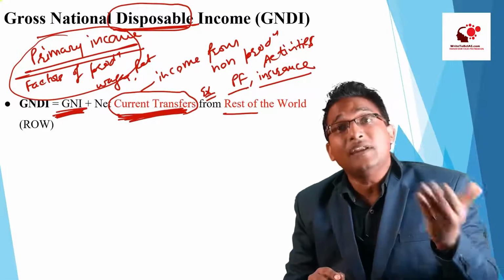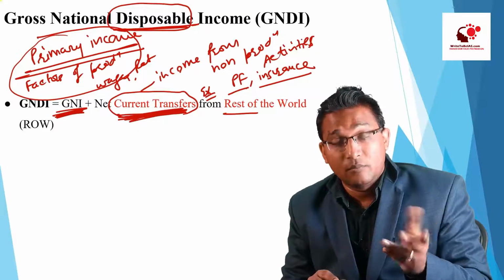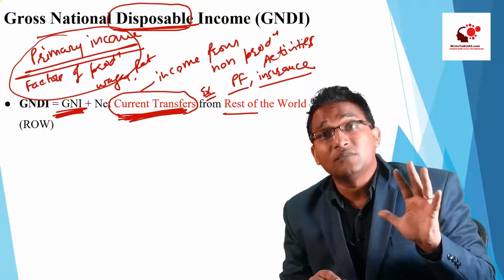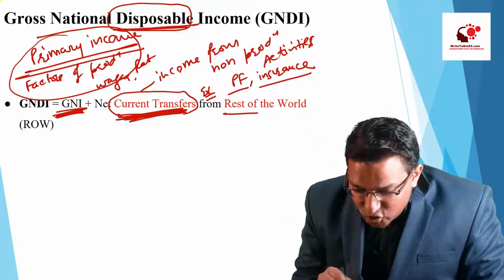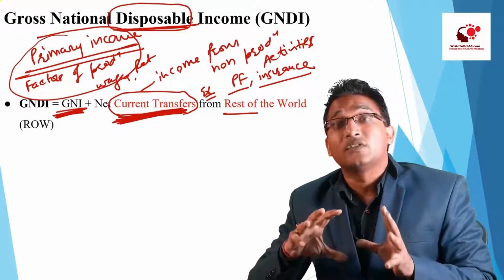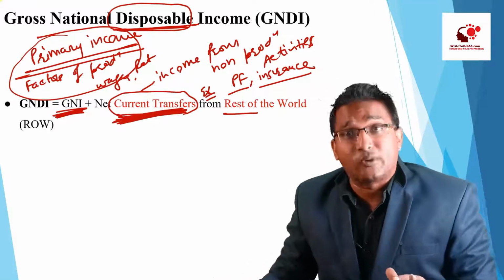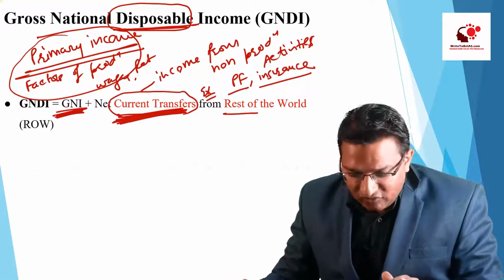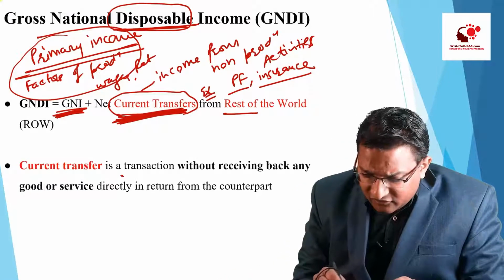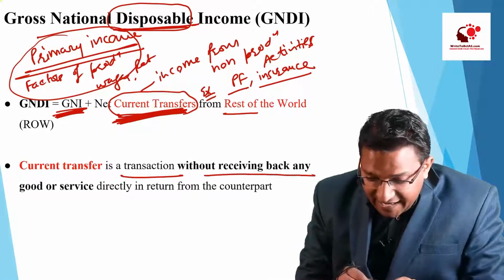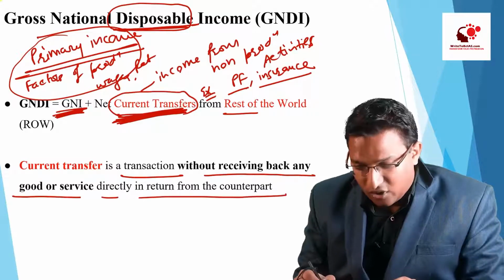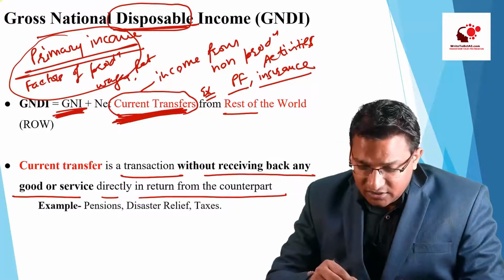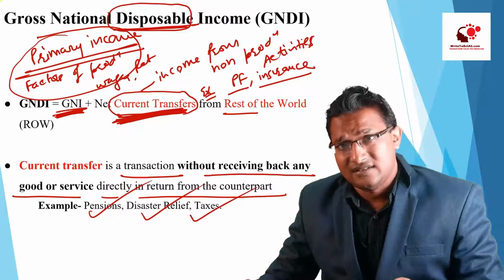So in the GNI, the primary income has already been included, but transfer money was not included because there we are focusing upon the income from the factors of production. Here in the disposable income, we are also adding the income from other than factors of production. So we are considering total income from the rest of the world. The current transfer is a transaction without receiving back any good or service directly in return from the counterpart, right? This is another meaning of current transfer. Examples include the pensions, the disaster relief fund, taxes, etc.